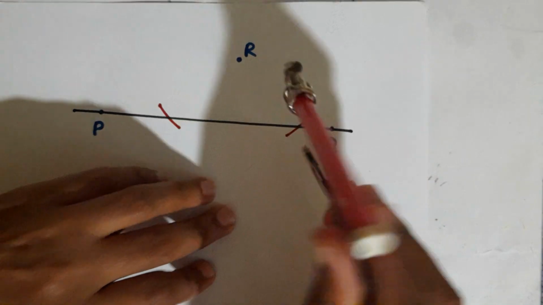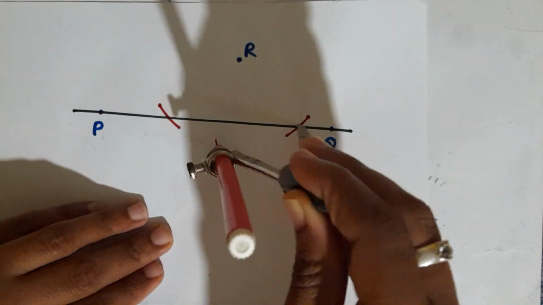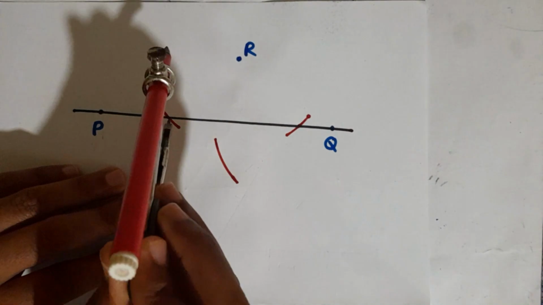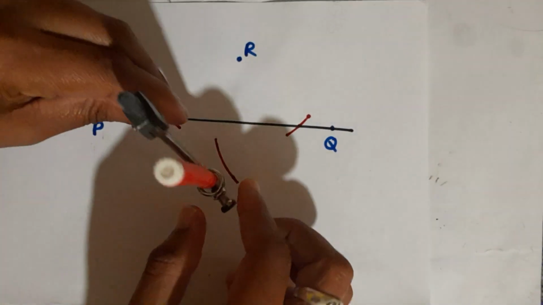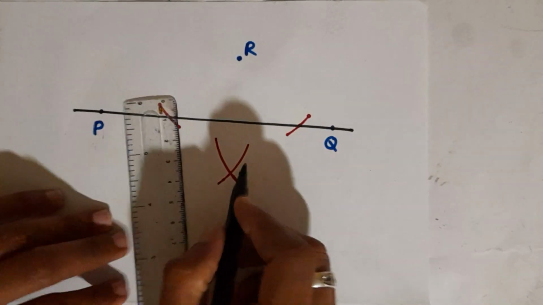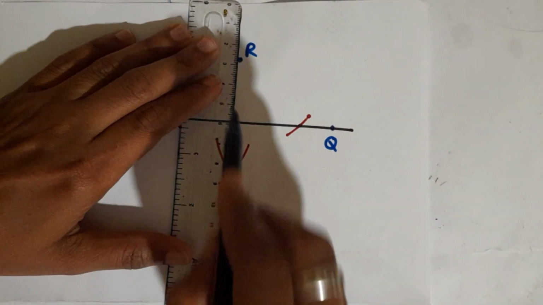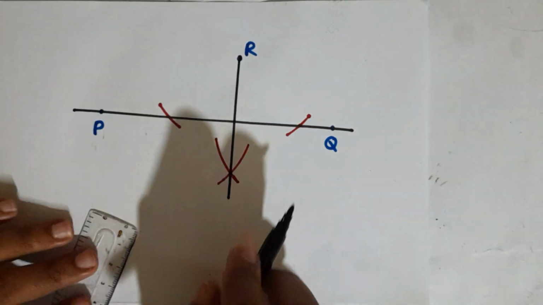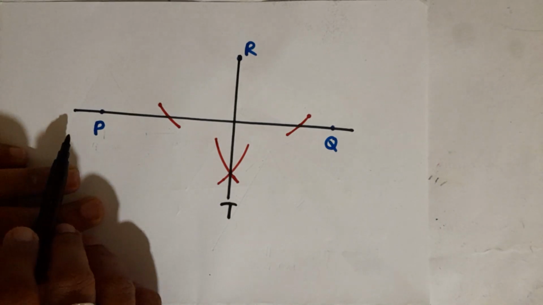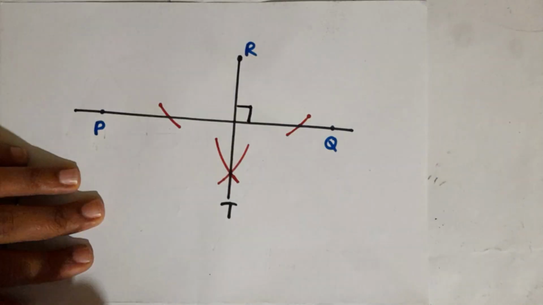Then we have to take some distance on the pair of compasses and keep the point of the compass on Q. We are drawing an arc on the other side of the straight line segment PQ. Then keeping on the other point also, we are drawing an arc like this. Then this intersecting point and the point R should be joined. Then if I take this ending point as T, now the line segment RT is perpendicular to the line segment PQ. This angle is 90 degrees.